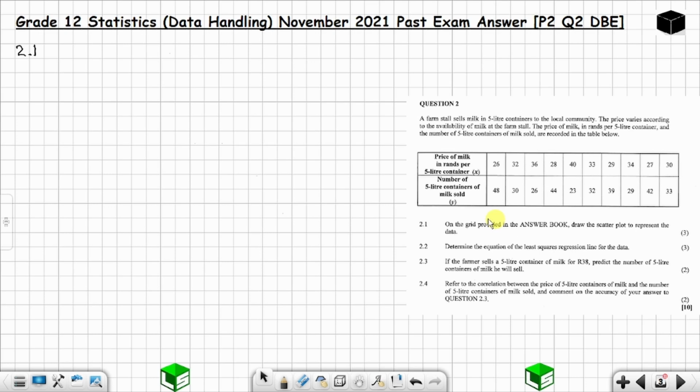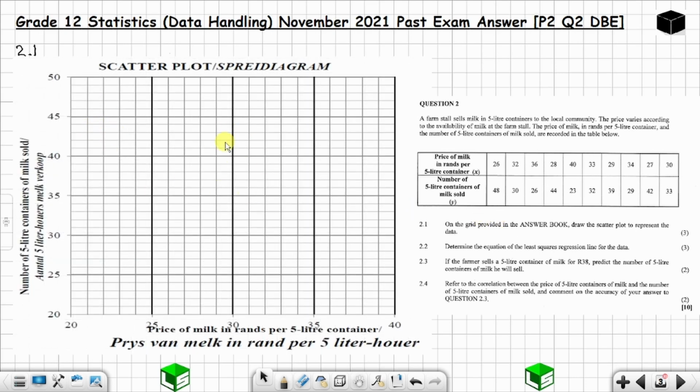Okay, let's get the grid. This is the grid you are provided with. You have to draw the scatter plot of the data on the grid here. You are going to get it in the answer book. Now let's draw the scatter plot of the data. You have your X there and your Y there. Your X is on the horizontal axis and your Y is on the vertical axis. Okay, now let's draw the scatter plot.